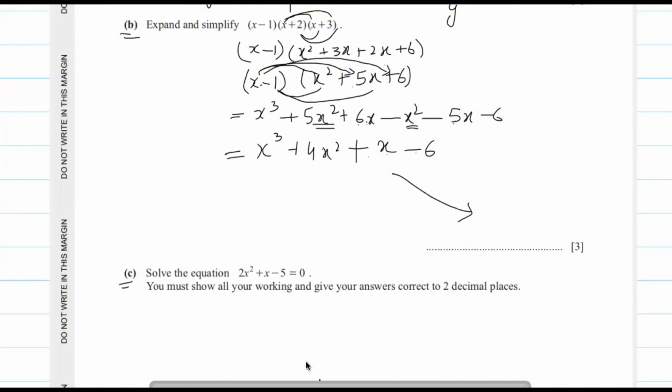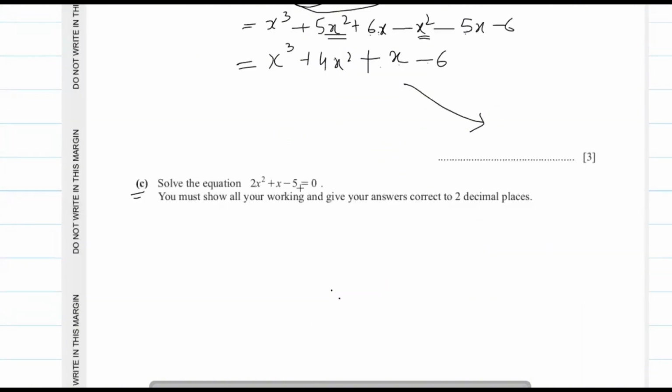Now the part C. Part C, solve the equation 2x square plus x minus 5. Look here, this is the quadratic equation. The quadratic equation we can solve by using the quadratic formula, and this quadratic equation is 2x square plus x minus 5 equal to 0. We will compare this equation with ax square plus bx plus c equal to 0.